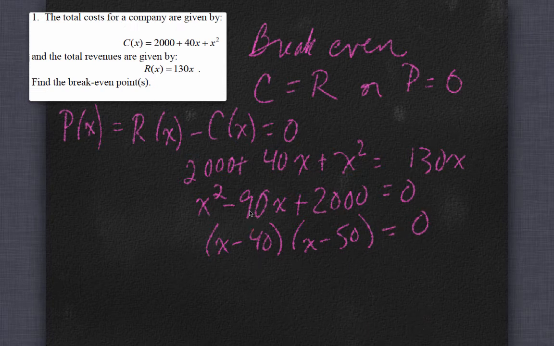Oh wait, that's not quite right, is it? Minus 40, minus 50. Oh yeah, it is. Okay, so x is either 40 or 50. So we have two places where we've broken even.